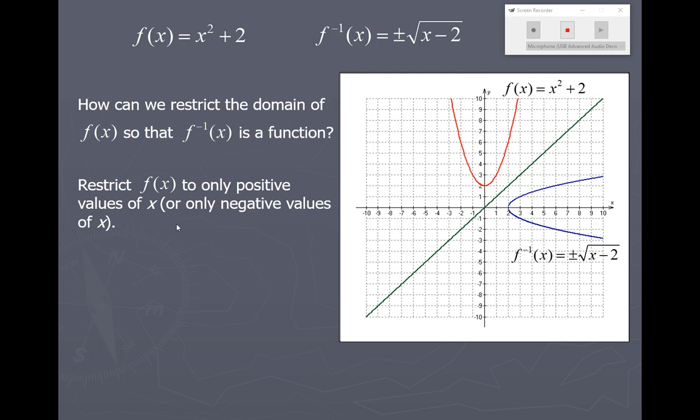And then I'll show you what I mean. I'm only going to use the right-hand branch of the first function, and if I only use the right-hand branch, then I only have to use the upper branch of the second one. And then everybody's a function, and we get to go home happy. Does that matter? Not yet. But when we want to have a function, we're going to have to restrict the domain and tell people, don't use x squared plus 2 the way it is. If you want to take the inverse, only use the right-hand branch. Don't use both branches. Okay?